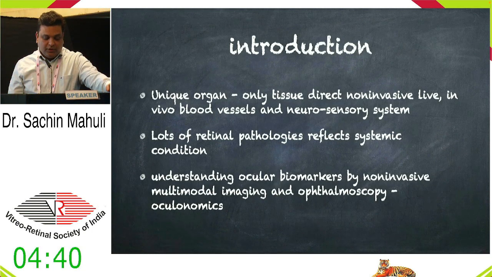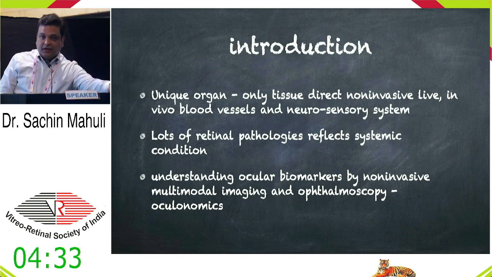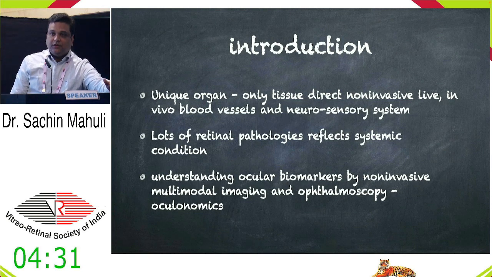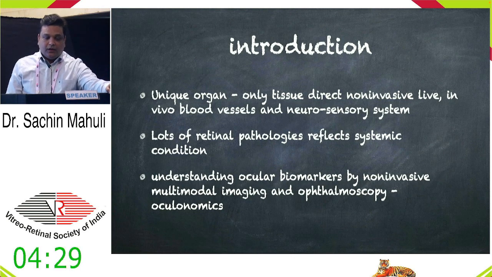Because the eye is a unique organ, it's the only tissue in the body where we can see live, in vivo, arteries and neurosensory retina. And it's very interesting to understand that the arterial size of the retina and the coronary arteries are almost the same, and the blood retinal barrier and the blood brain barrier are almost the same. So on this basis, let's understand a lot of diseases, retinal pathologies which reflect the systemic condition.